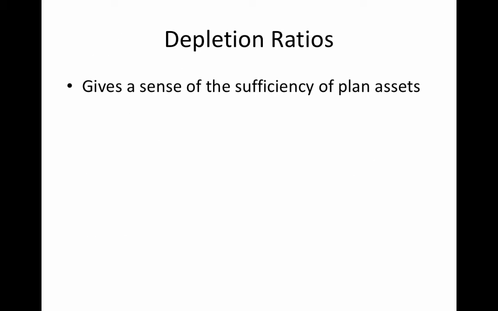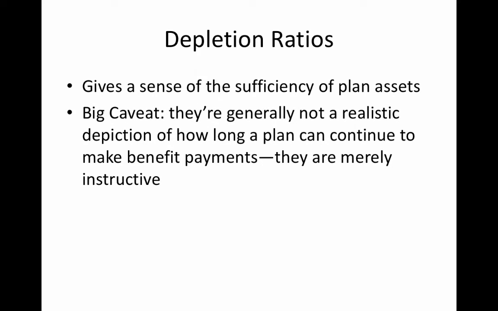Another thing you can look at, and you want to use this ratio with caution, is called a depletion ratio. What you're doing here essentially is assuming no more money is going to go into the plan, and so how long can they continue to make benefit payments with the amount of assets they have on hand, which obviously is not realistic. They're going to continue to have investment earnings. The government's going to continue to make contributions. The employees are going to make contributions, and so on. So they will be adding assets to the plan. But it's an interesting exercise to go through.